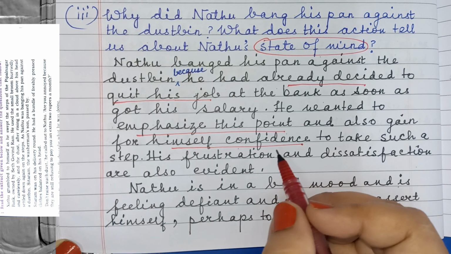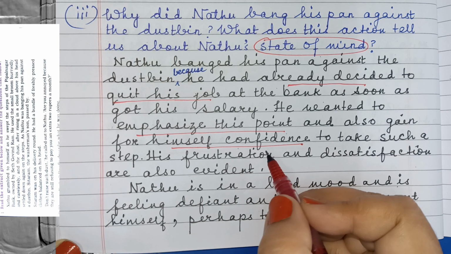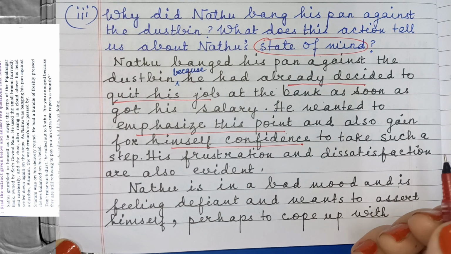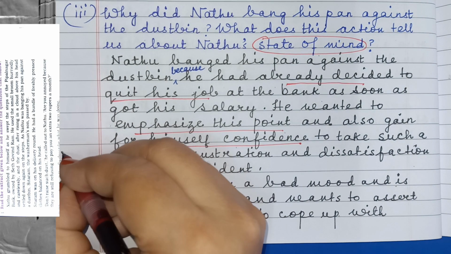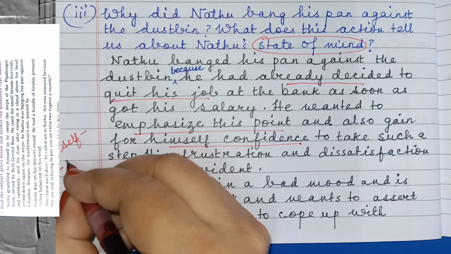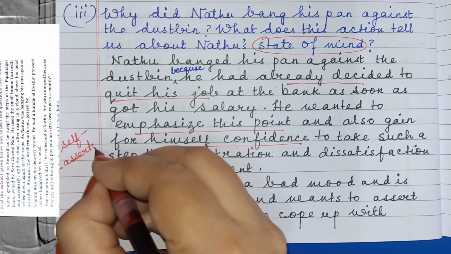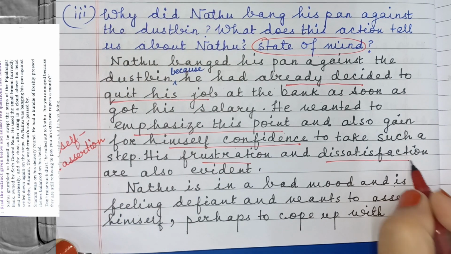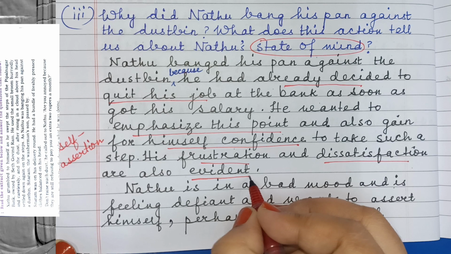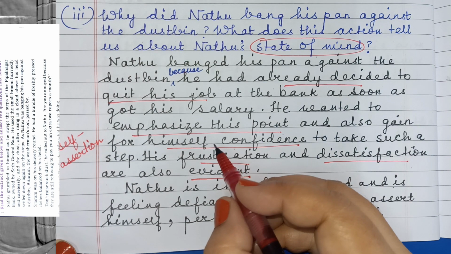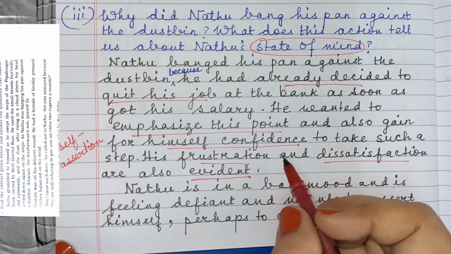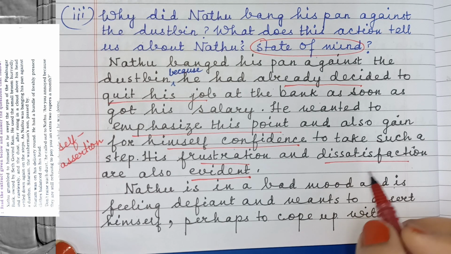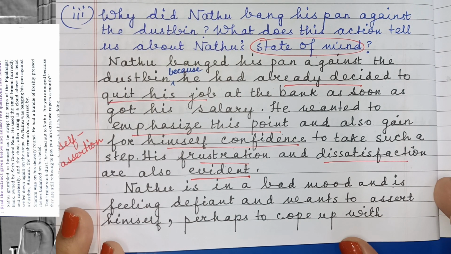अपना जो decision है वो नाथू implement करना चाहता था. हाँ, मैं ठीक कर रहा हूँ, मैं ये काम नहीं करूंगा. He wanted to emphasize this. He wanted to assert himself. It was a kind of self-assertion. वो अपने आप से बात कर रहा था और वो जो अपना डिसीजन है वो जाहिर करना चाहता था. His frustration and dissatisfaction are also evident. So he wanted to emphasize this point, gain for himself confidence, as well as give expression to his frustration and dissatisfaction. He was frustrated as well as dissatisfied.